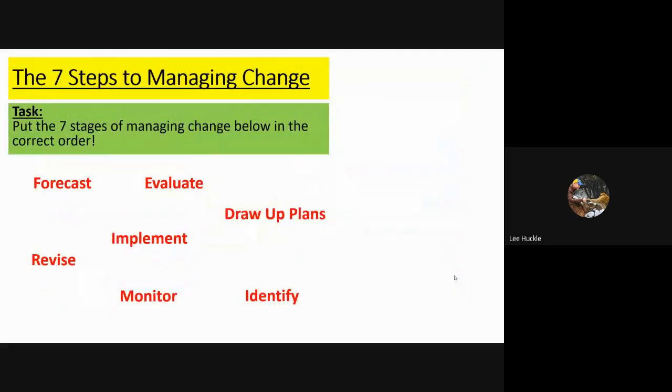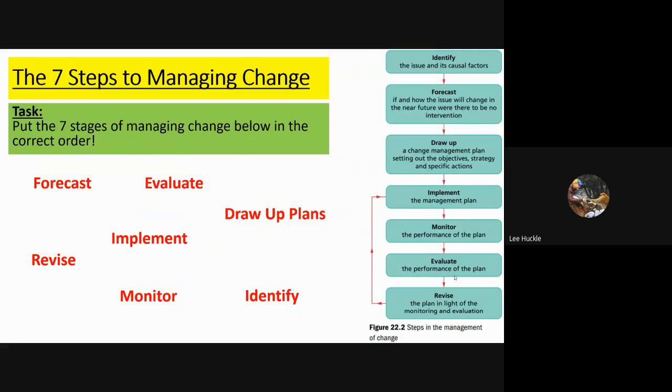And then you look at 7 steps to managing change. You're given the categories for these steps here all jumbled up, and you were asked to put these 7 stages of managing change in the correct order. So again, revisit your class notes on this, and this is where you would have discussed and explained in more depth these different stages. So what you've got to put yourself into a situation is, say you were part of the leading team of the London Docklands Development Corporation, even before the regeneration of the docks took place.